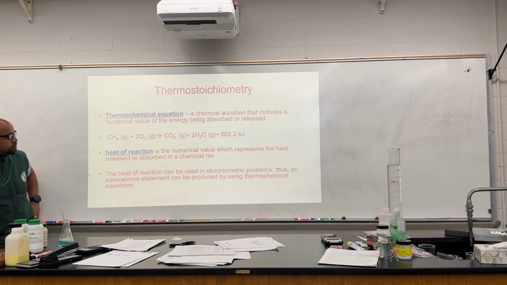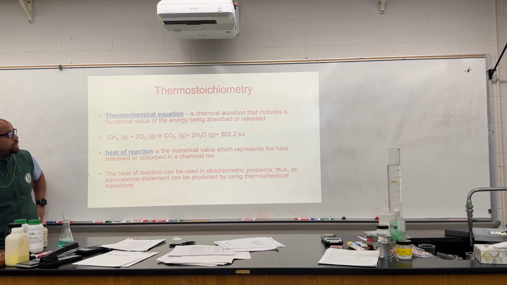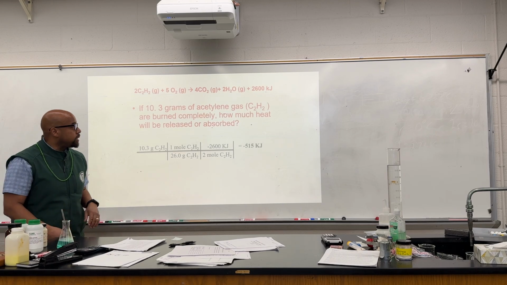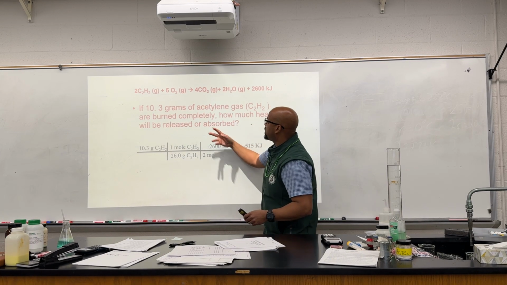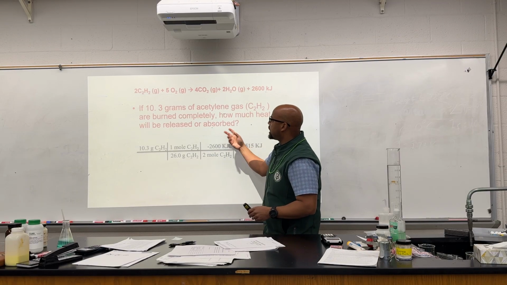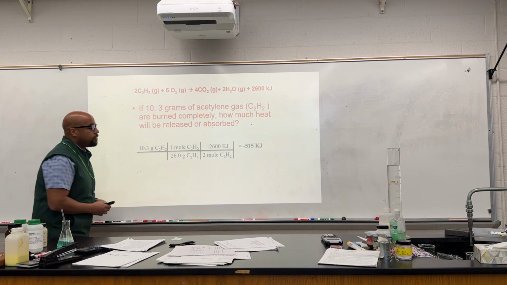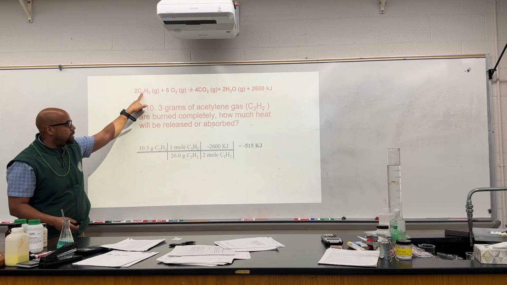All right. And once again, we can use the heat of reaction to set up some equivalent statements to allow us to solve some problems. So if you look at this first example right here, it says I've got 10.3 grams of acetylene gas. It's burned completely. How much heat is going to end up being released in this case? So what I've got here is 10.3 grams of the acetylene.